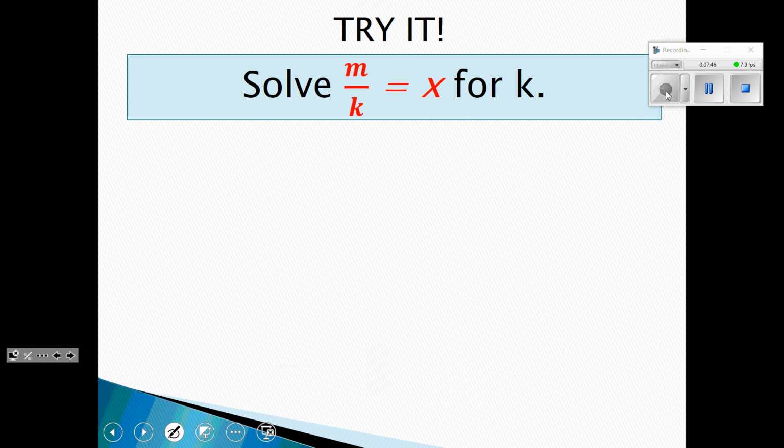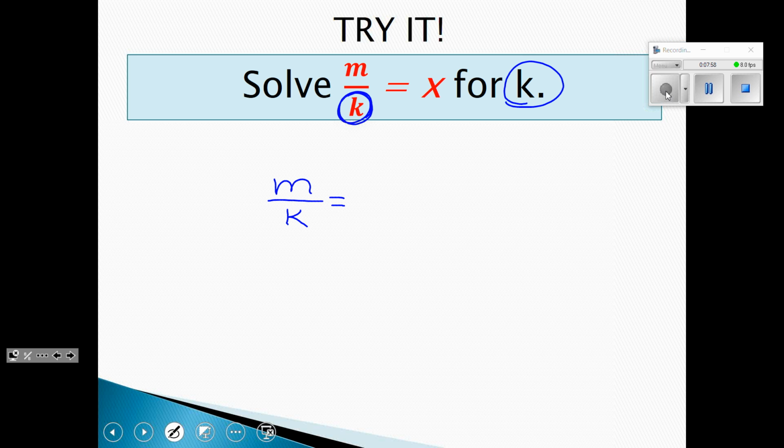This is very similar to the last one. Solve m divided by k equals x. Solving for k, so here's what we're solving for, which happens to be in the denominator. We do not want it in the denominator. So to get rid of that, we're going to multiply both sides times k. On the left side, that gives us k divided by k, which is 1. So that cancels out.